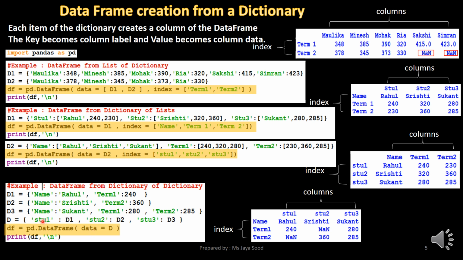The dictionary keys stu1, stu2 and stu3 will make the column headings. And the unique keys from the dictionaries D1, D2, D3 will make the row labels. If a key is missing in either of the dictionaries, then the corresponding value will be a null.